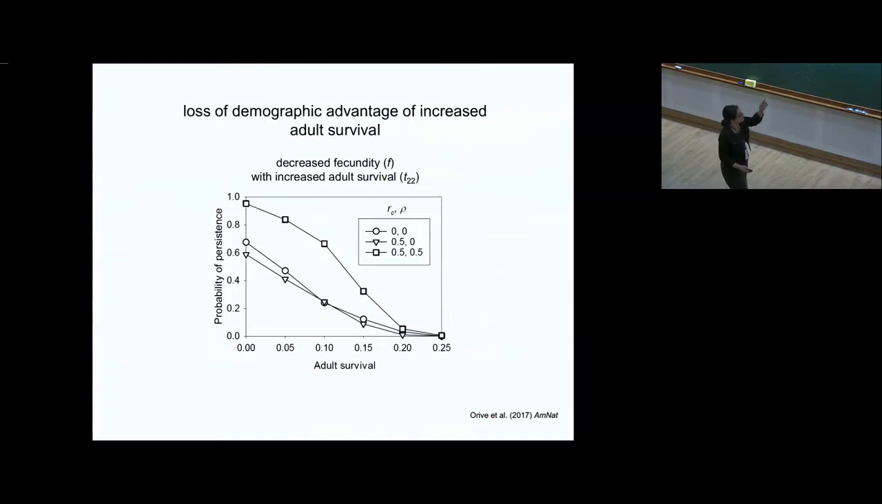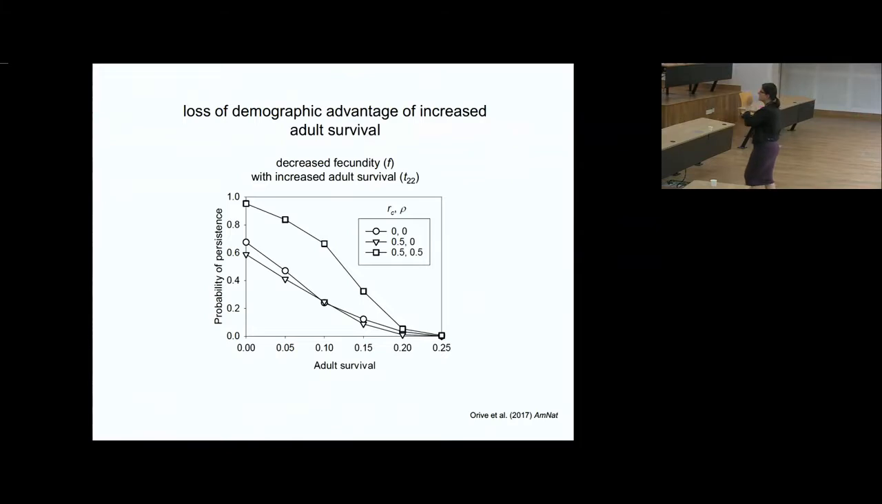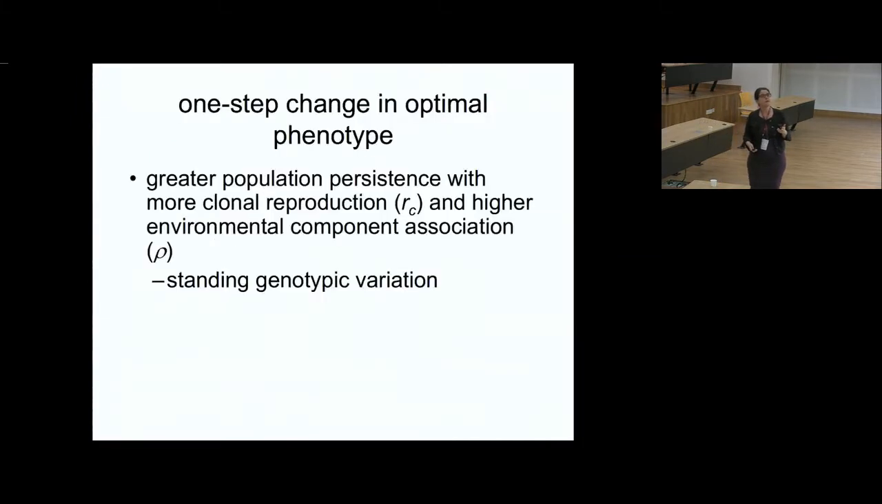We can lose that demographic advantage of increased adult survival if, again, we make that compensatory change. So if maybe we decrease fecundity with the increased adult survival, then we see that increasing adult survival decreases probability of persistence, and it makes it worse, the more clonality. So obviously, if there's a trade-off, we can lose the advantage of adult survival. But nevertheless, greater population persistence with more clonal reproduction and higher environmental component association.